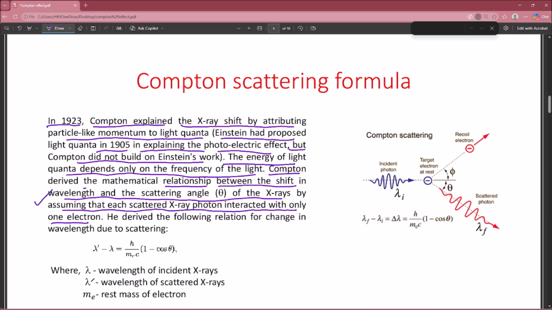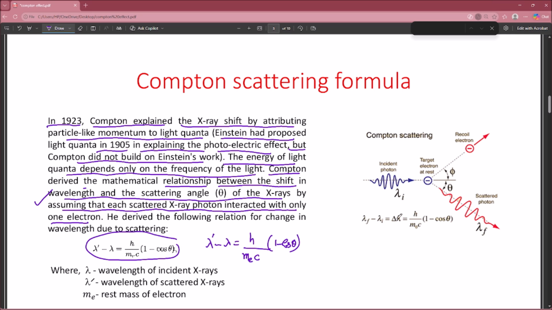This is the assumption made by Compton. He did not use the mathematical relation of Einstein's work. So he derived the following relation for the change in wavelength. This is his equation: lambda dash minus lambda is equal to h divided by m_e c times (1 minus cos theta).